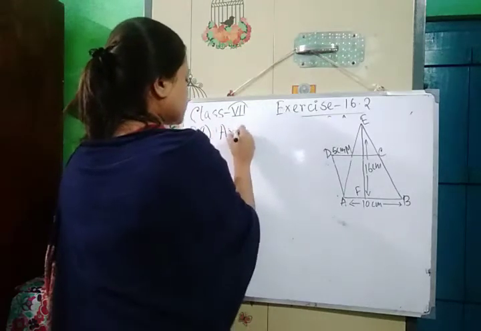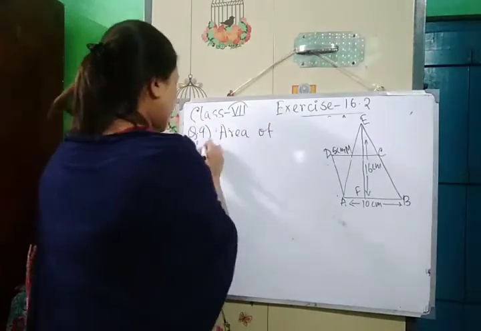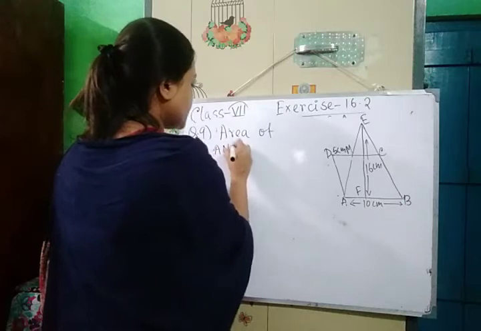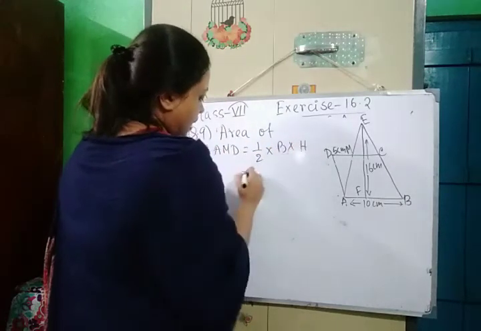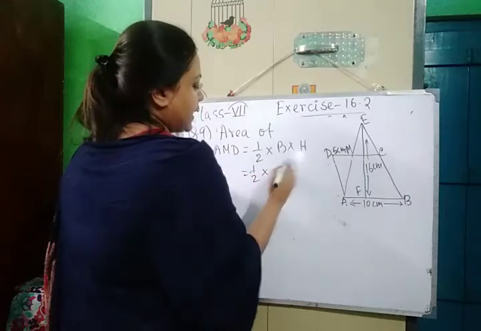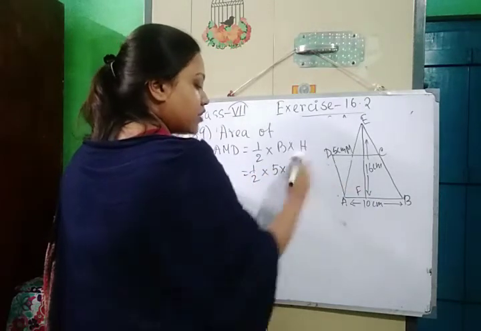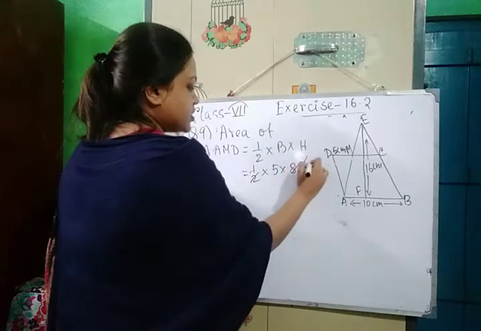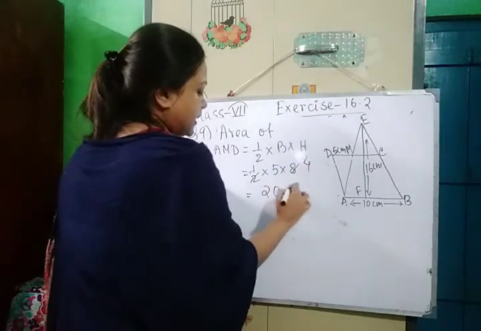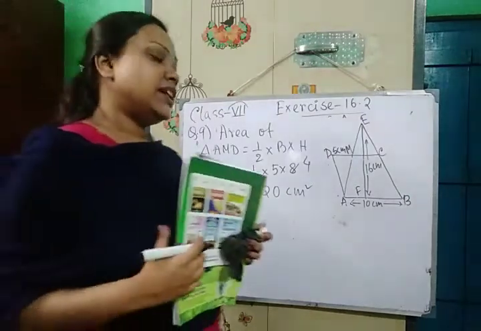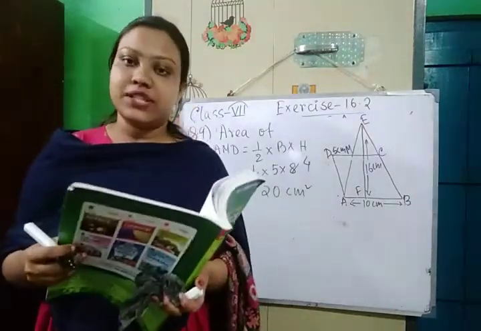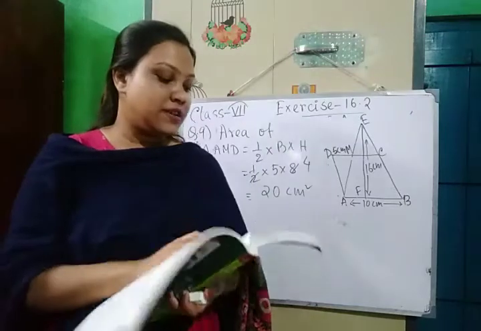Therefore, area of triangle AMD equals half into base into height. So half into base is 5 and height we have found 8. So after cancellation, 5 4s are 20 centimeter square. So the area of the triangle AMD is 20 centimeter square. Okay, so hope this is clear.